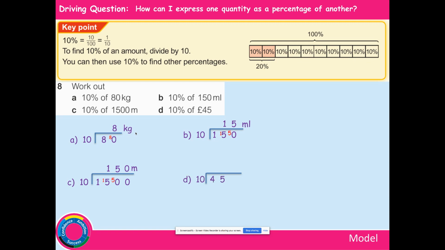The final one of 45, 10 into 4 doesn't go, so we carry it over to the 5. 10 into 45 is 4. There's a remainder of 5. So we need to put a decimal in and put a 0 to give that 5 some value. 10 into 50 is 5. This is pounds, so we need to put a 0 on the end to make it £4.50. Press pause on the video, copy all 4 of those examples down, and then press play for the next slide.